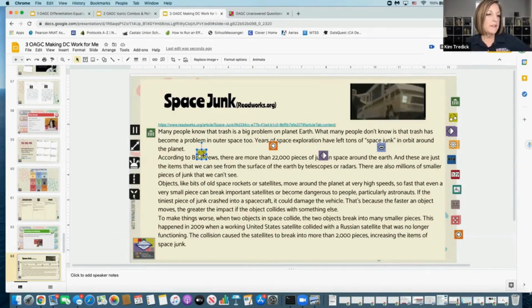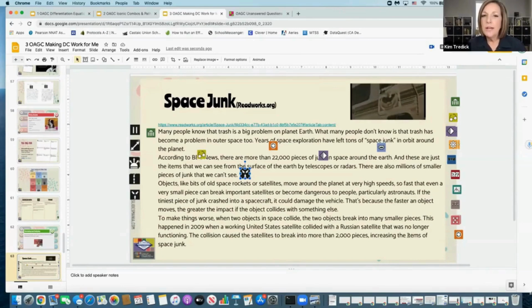And these are just the items that we can see from the surface of the Earth by telescopes or radars. There are also millions of smaller pieces of junk that we can't see. You know what? I'm thinking that there are so many things that go together to be termed space junk, all the things that contribute and converge to be space junk. I think that's it for now for me to remember this.